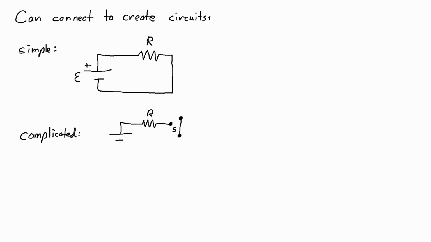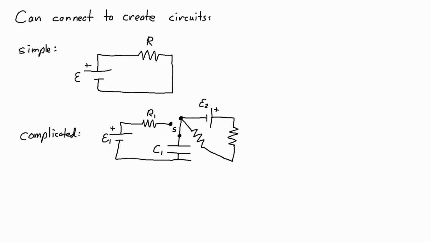You can also have very complicated circuits like this one. When you see a diagram like this, if you have multiple resistors or multiple EMFs or multiple capacitors, you'll often have to label them with different labels. In this case, I have R1, R2, R3, and R4, and that's just because they could be different. In this case, there's also a switch, and this circuit could be doing a few different things depending on how you set it up.